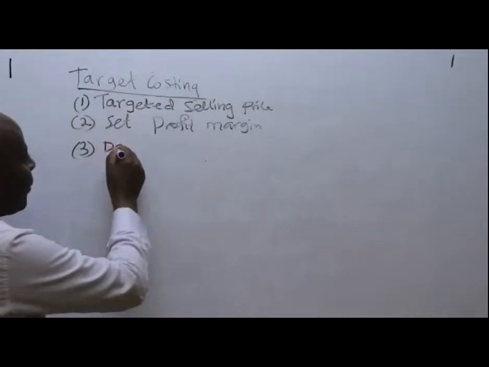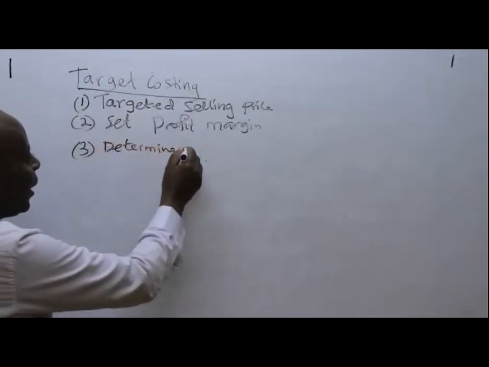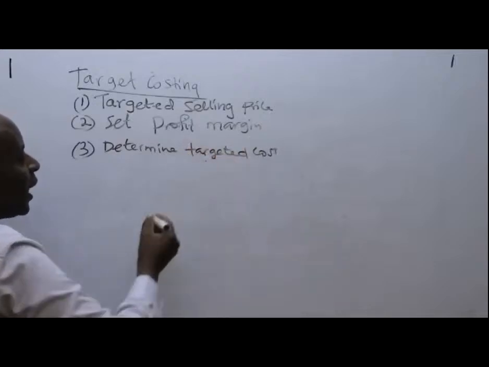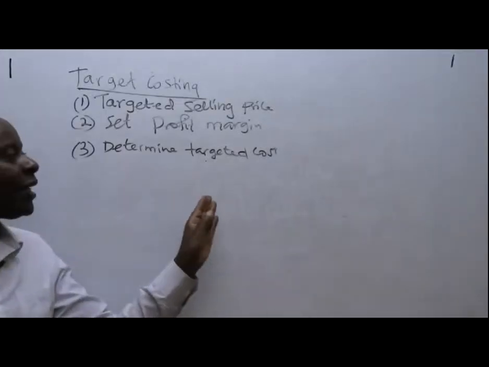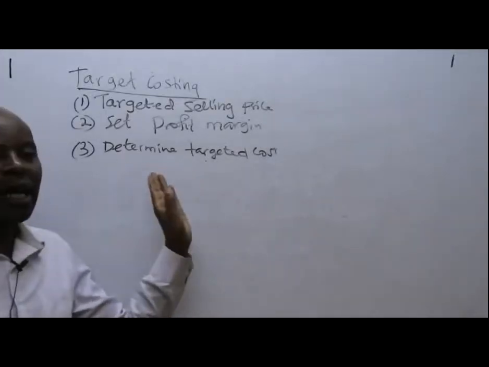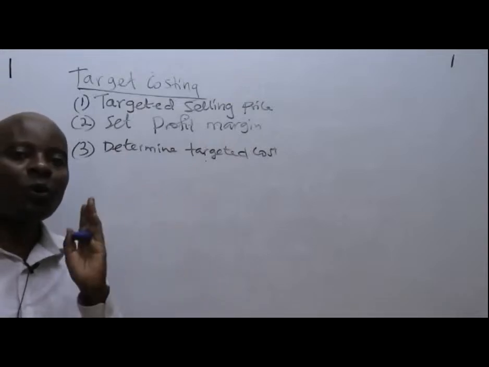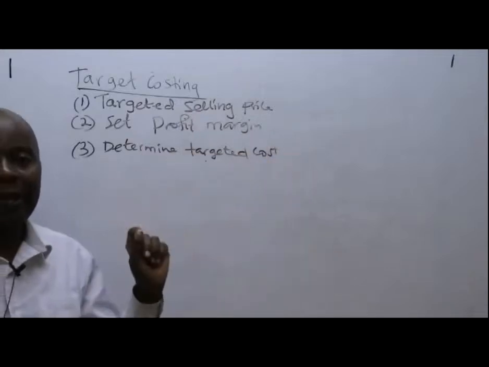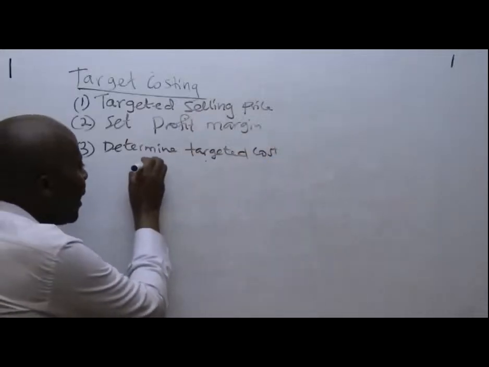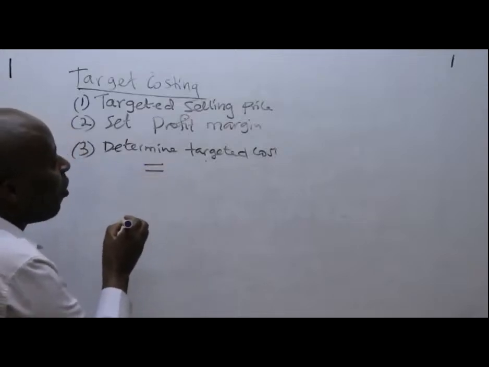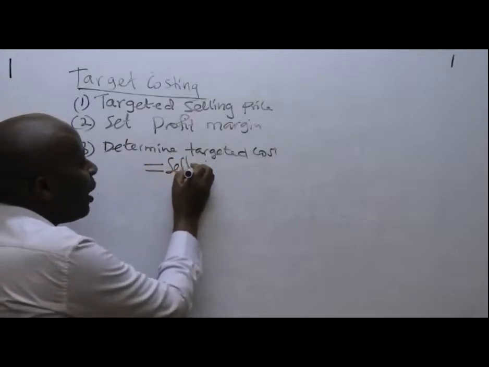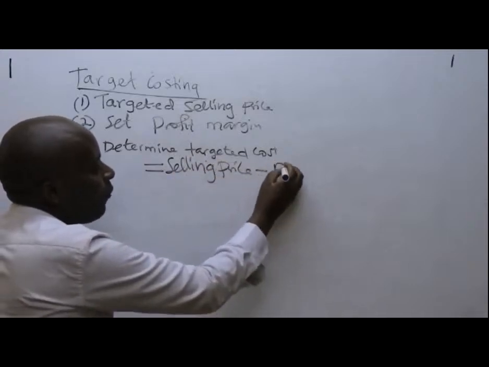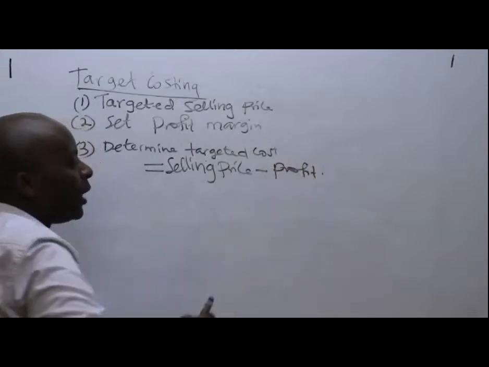You determine the targeted cost. And how do you get this targeted cost? To get the targeted cost, ladies and gentlemen, what you're supposed to do is to take the selling price you have up there and subtract the profit margin.